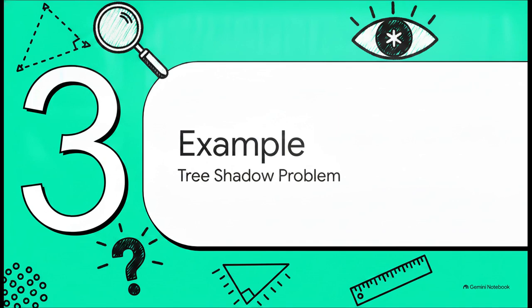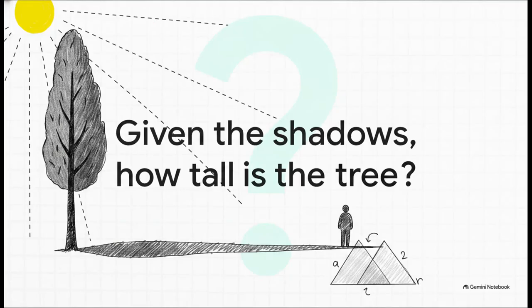Example: the tree shadow problem. Okay. Let's apply these geometric proportions to the exact scenario I mentioned at the start of our explainer. Imagine you want to measure a giant tree at the community park. The source material sets this scene up perfectly. The tree casts a shadow that's 5.4 meters long.